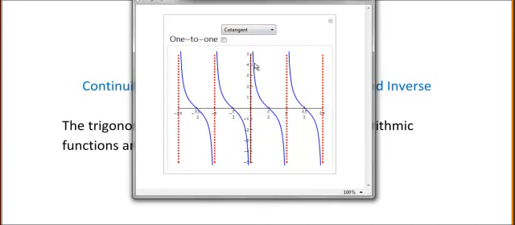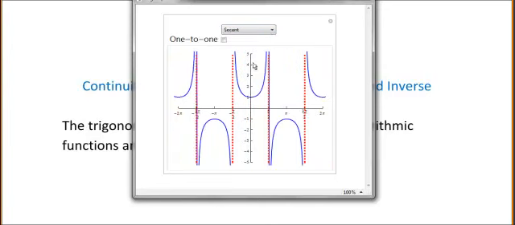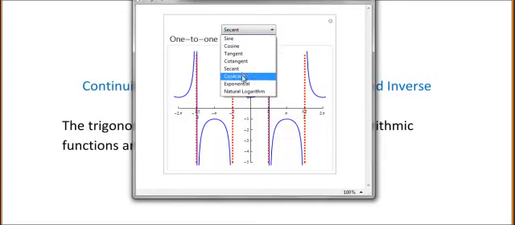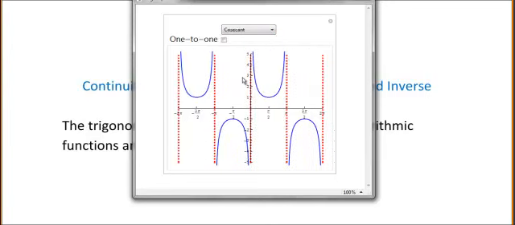The same is true for cotangent. Cotangent is continuous except at multiples of pi: 0, pi, 2 pi, negative 2 pi, and so on. And that's its domain also. So tangent and cotangent are continuous on their domain. The same is true for secant. Notice the red dotted lines are places outside of the domain of secant, and the same is true for cosecant.